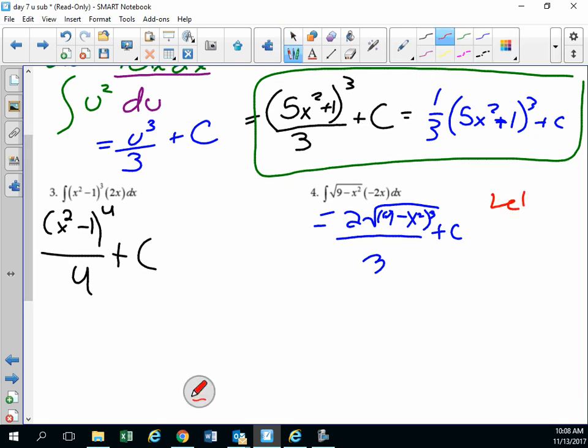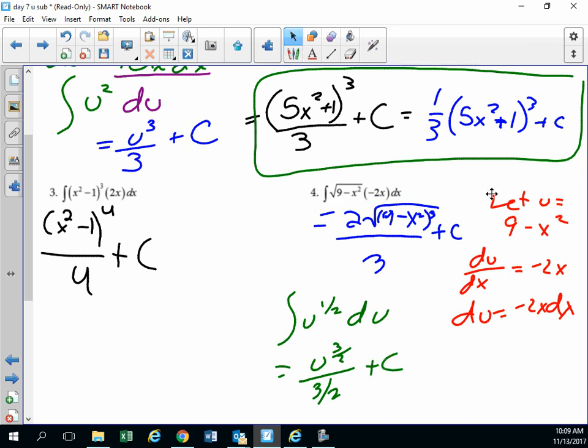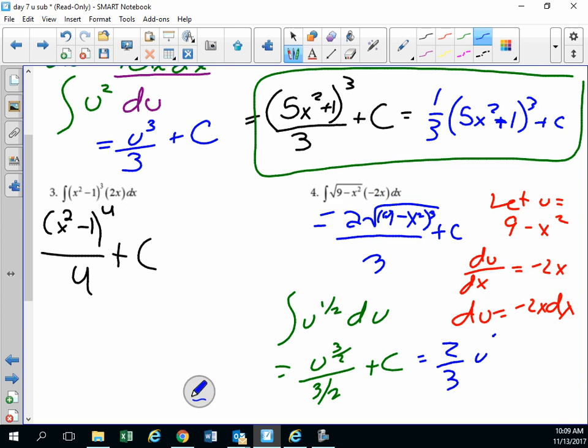they said that u equals 9 minus x squared, then du over dx is negative 2x. So du is negative 2x dx. So if I did that, then it's u to the 1/2, and that whole thing becomes du. And that makes this u to the 3/2 divided by 3/2 plus c, which makes this 2/3 u to the 3/2 plus c, and then plug back in. Is that better?